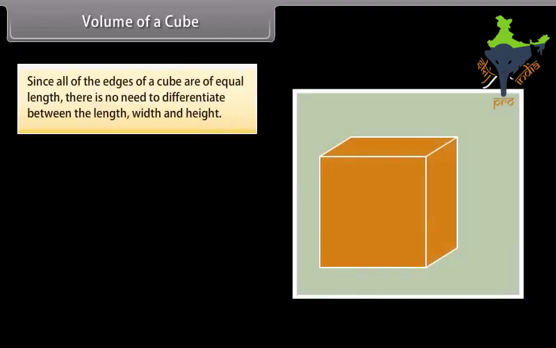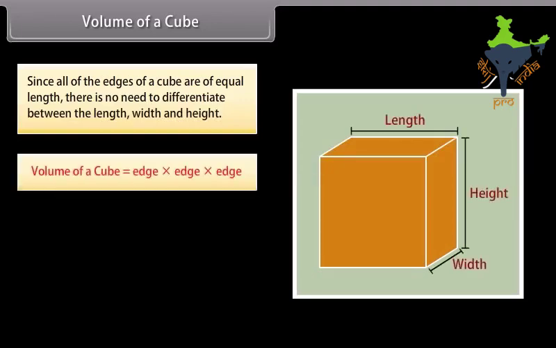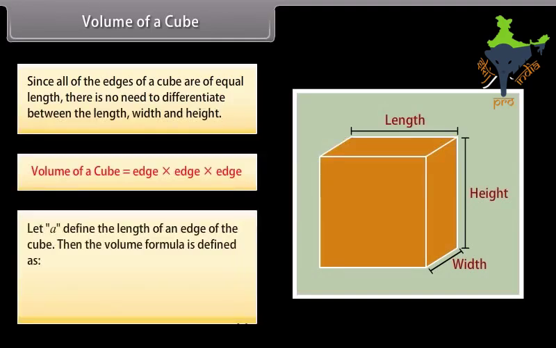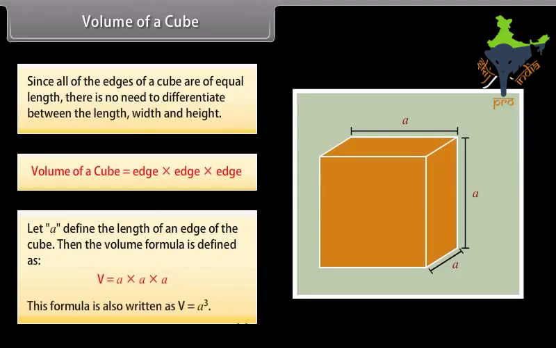Volume of a cube. Since all of the edges of a cube are of equal length, there is no need to differentiate between the length, width, and height. The volume of a cube is determined by multiplying the length of three edges of the cube. Let a define the length of an edge of the cube. Then the volume formula is defined as V equals a into a into a. This formula is also written as V equals a cube.